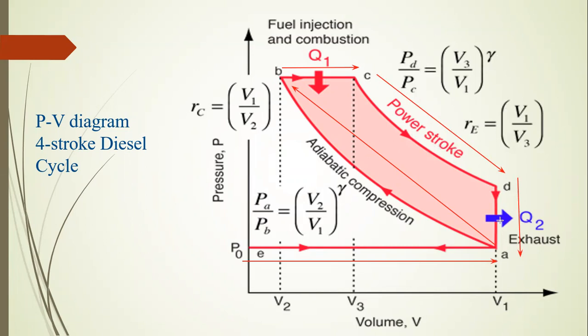At this time we remove heat or exhaust gases from the cylinder. That's called Q2. Here we remove heat and exhaust gases, and with Q1 we create heat inside the cylinder, which we call ignition. Here is the diagram for the 4-stroke diesel cycle, pressure versus volume.